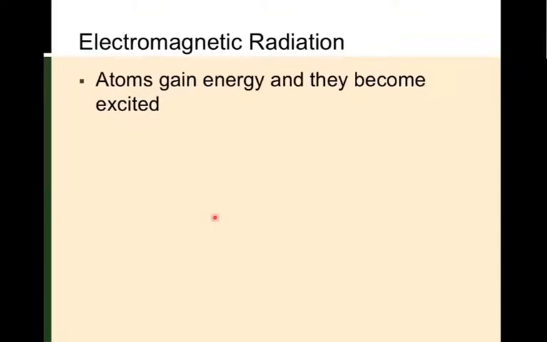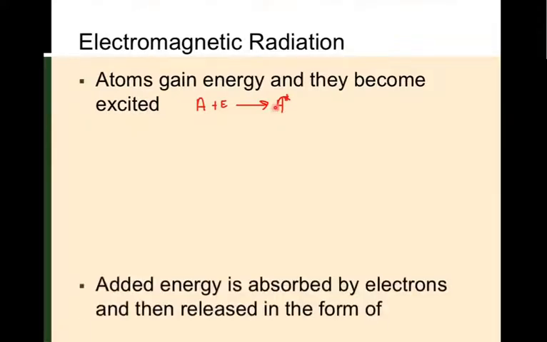Electromagnetic radiation, this is where atoms gain energy and they become excited. So if we have some atom A, and then we add to it energy, which will give the letter E, just for consistency later on, that will go to this A star or A asterisk, like so. And this will be what we will deem the excited atom. And now it's got more energy, it might be vibrating more, it might be moving around faster, things like that.